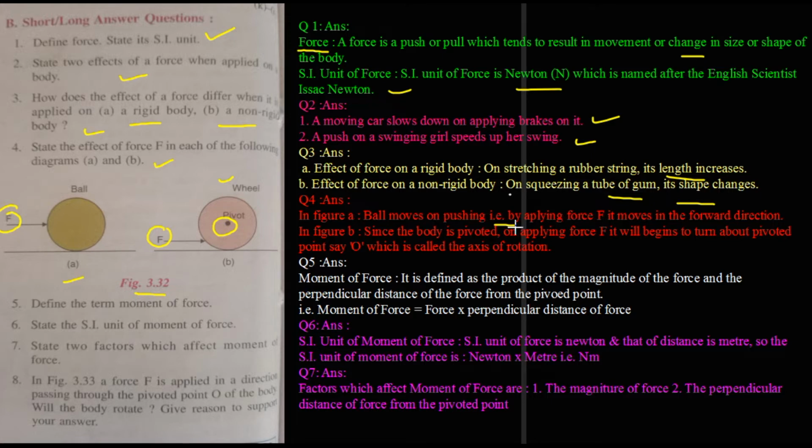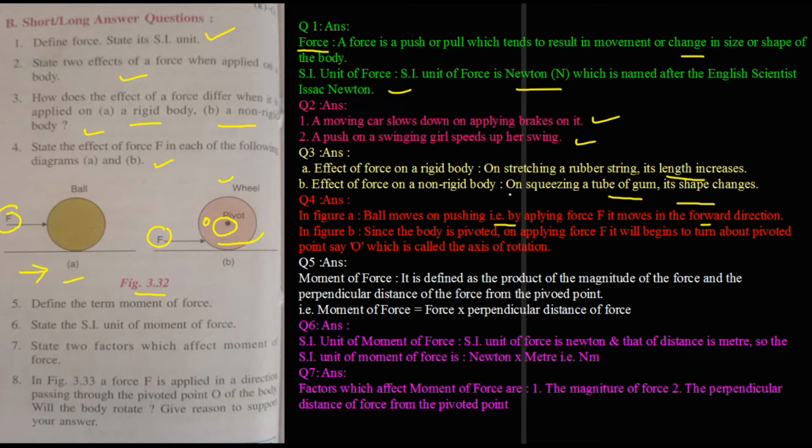And in figure B, since the body is pivoted here, on applying force it will begin to turn about the pivoted point, say O, right? The pivoted point, say O, is called the axis of rotation. So if we keep on applying force here, it will turn, right?